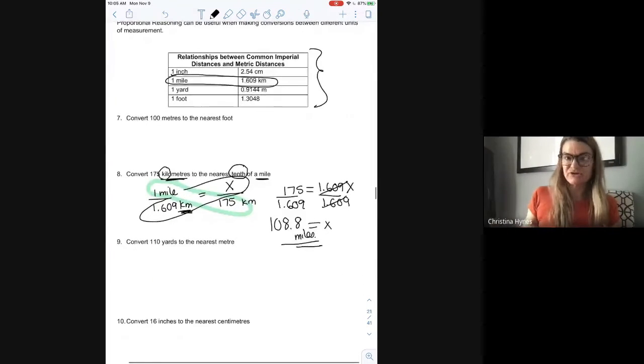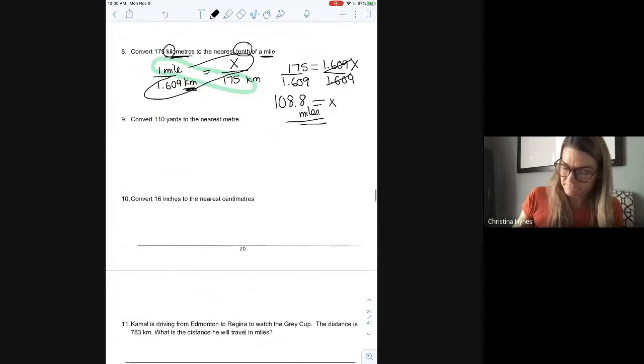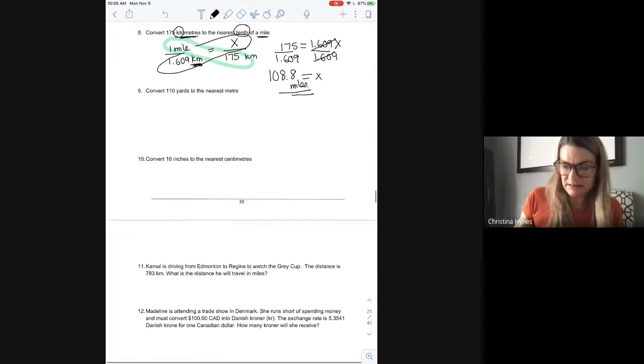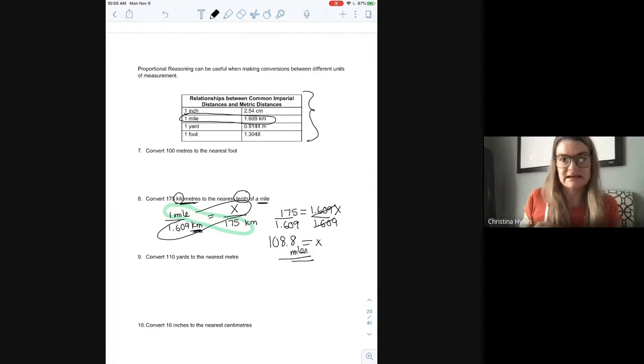Good. So I use the chart to create my first fraction. And then what I'm given in that question, that's what I put at the bottom because kilometers have to line up. And then my unknown is always x. Okay, so these are all the same ones. Okay, I'll just leave that up here for a second if you have to copy that down.